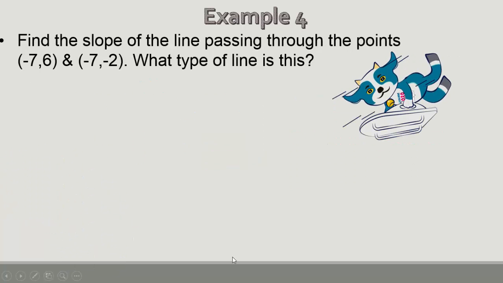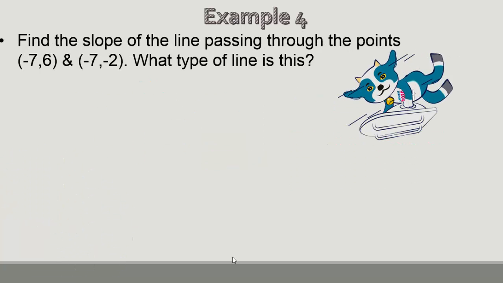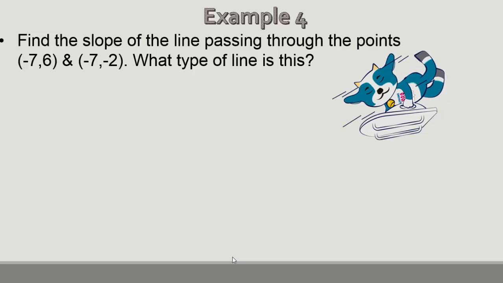In example number 4, we're asked to find the slope of a line passing through the points -7, 6, and -7, -2. And we're also asked what type of line this is. So let us go over to the whiteboard and work out this example.